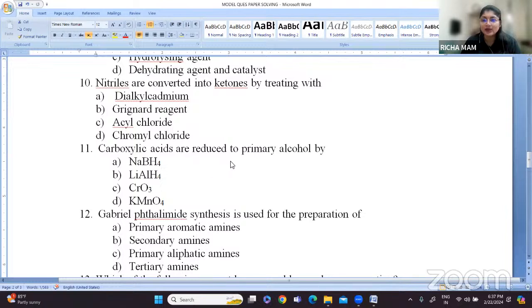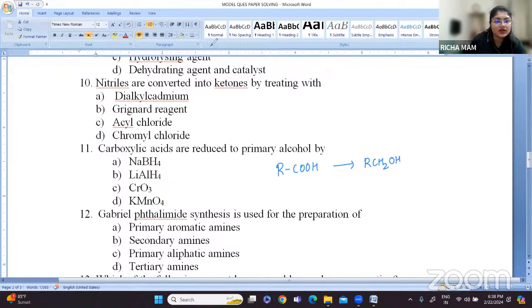Carboxylic acids are reduced to primary alcohol by: A. Sodium borate, B. Lithium aluminum hydride, C. Chromic acid, and D. Potassium permanganate. Carboxylic acid is converted into a primary alcohol. So by using which reagent?